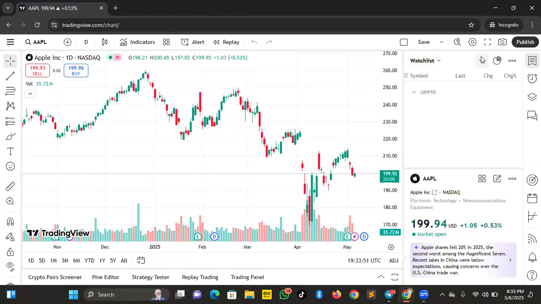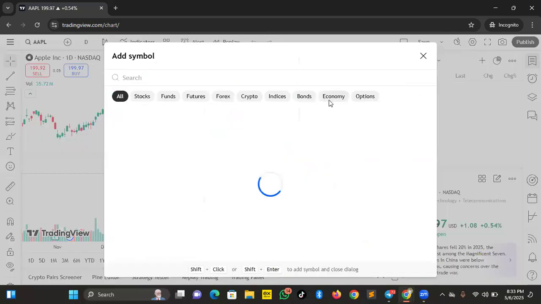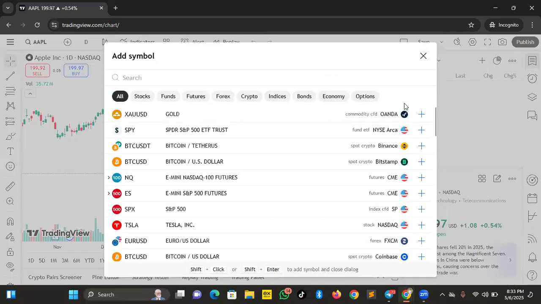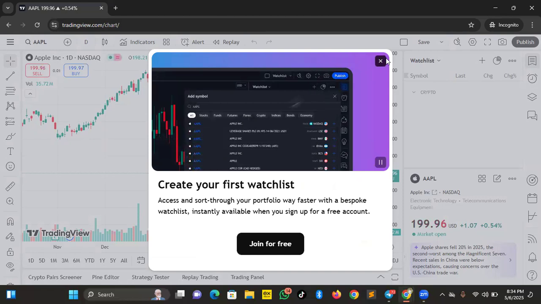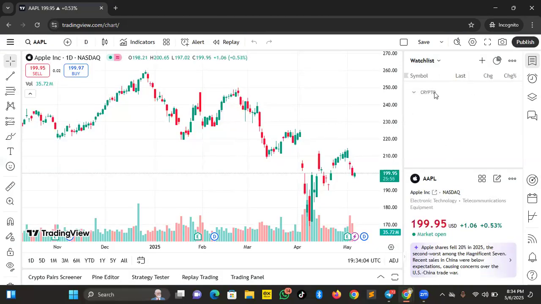So as I showed you how to add your pair, click on here and search for the currency pair that you want to add. So let's say I want to add gold. I just need to click on it and it's going to show here. But because I've not created the account, it's asking me to create the account to add my first watchlist. So you can create and add your account here.